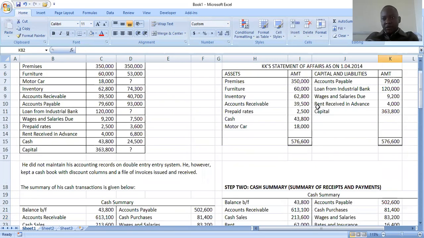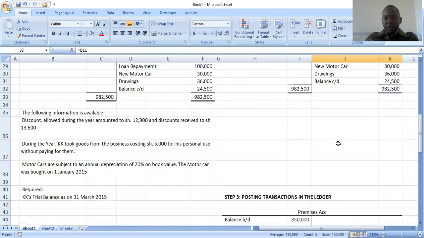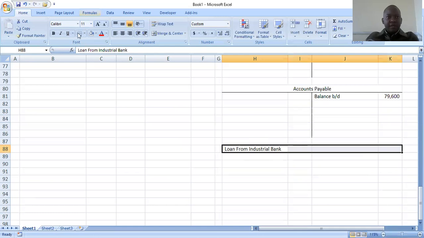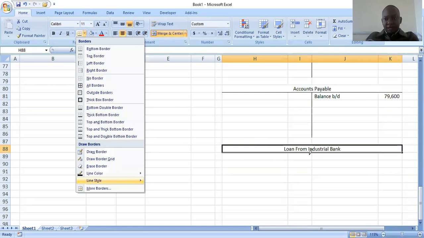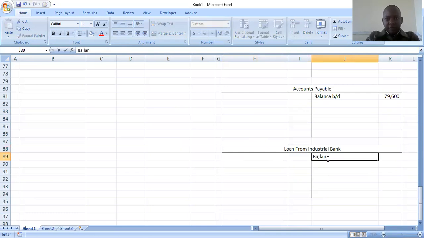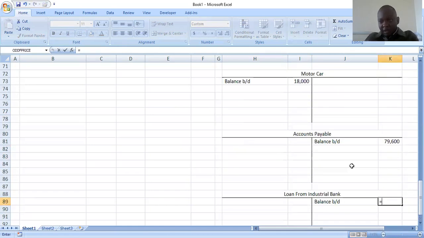Then the other account you have is loan from Industrial Bank, whose amount is 120,000 shillings. So you open an account for it. Loan from Industrial Bank is a liability, and being a liability, it will have a credit balance. So at the beginning, its balance brought forward for loan from bank should be on the credit side.